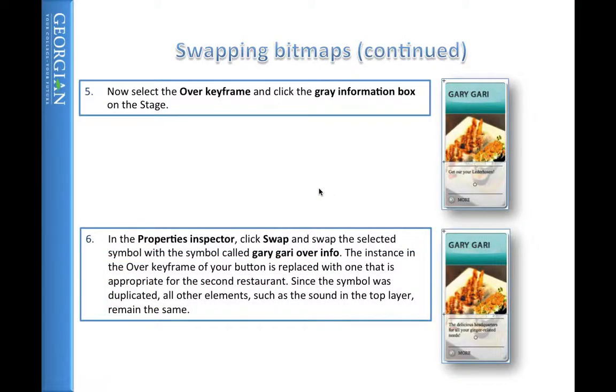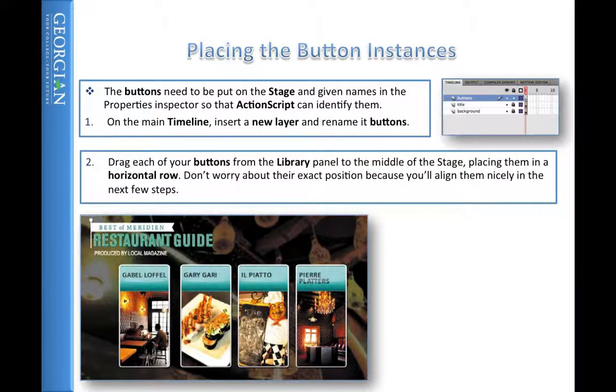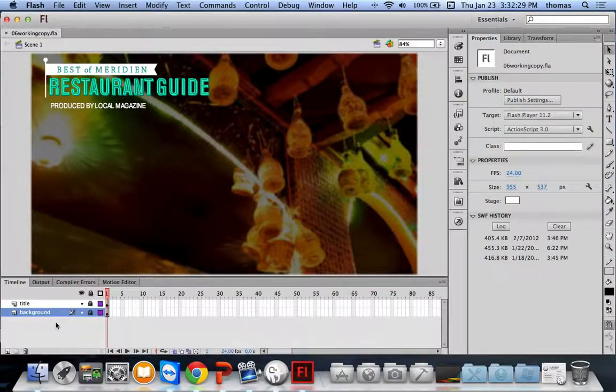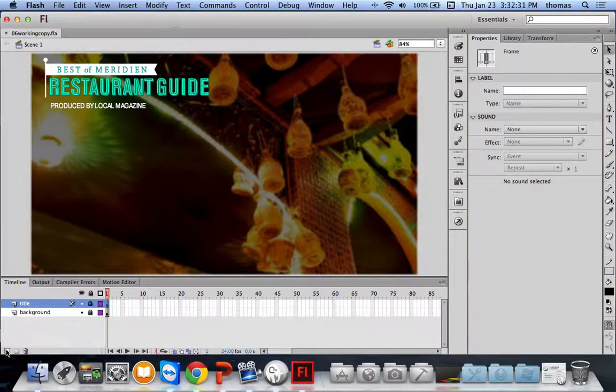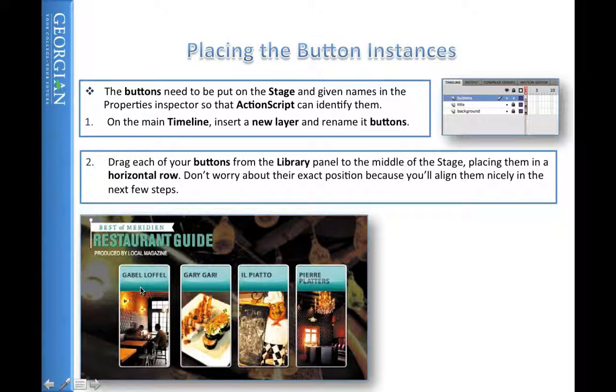So I've done all this. We've swapped out all the bitmaps. We kept doing that, and now we're going to place the buttons onto the stage. So what we want to do is create a new layer called buttons on the stage. So we're going to go to the stage, click on the top title layer and create a new layer called buttons. We'll just change the name, there it is. And now we're going to copy the buttons in the same order: Gable Lawful, Gary, Il Piatto, and Pierre Platters. So let's put all that down there, just like that.